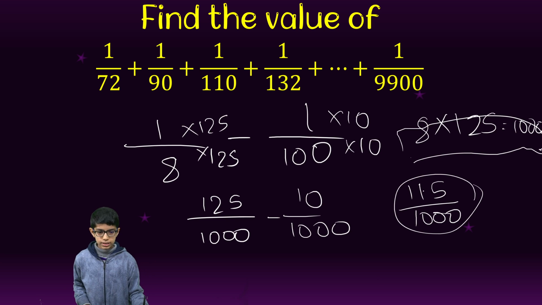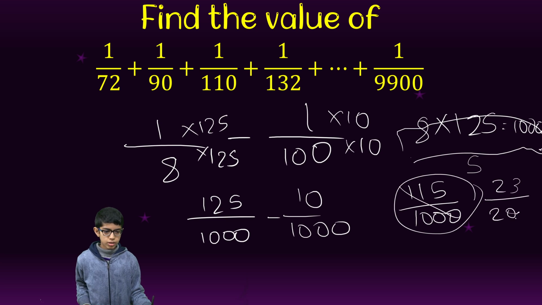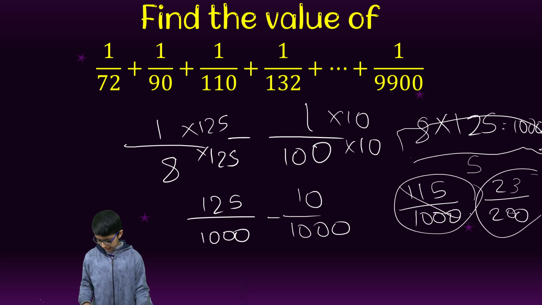How would you solve this? These would be cancelled by 5, of course. Then 23 by 200. This would be our final answer.